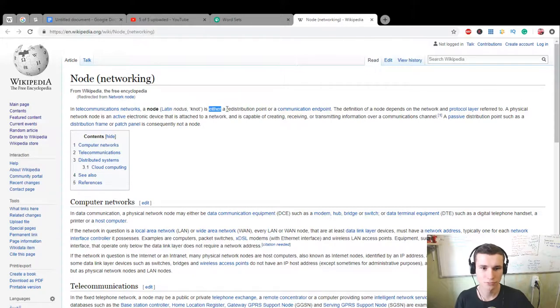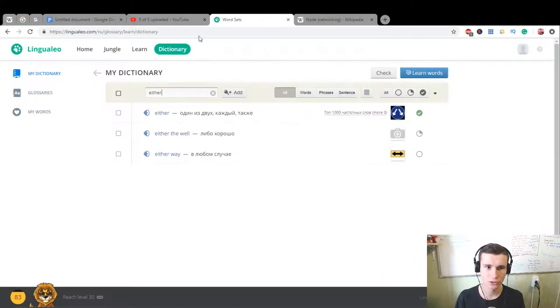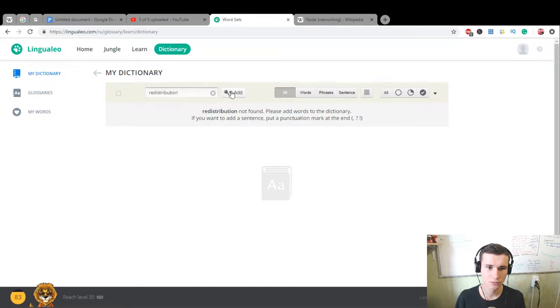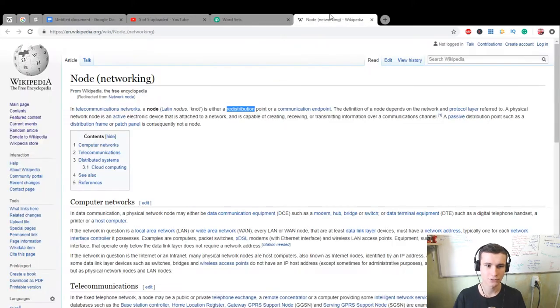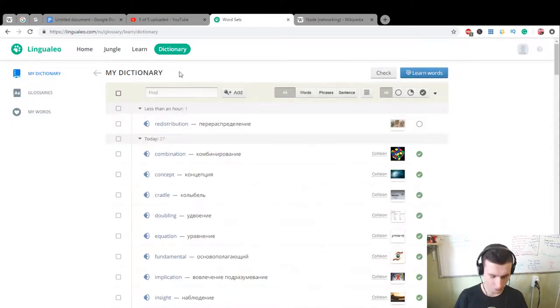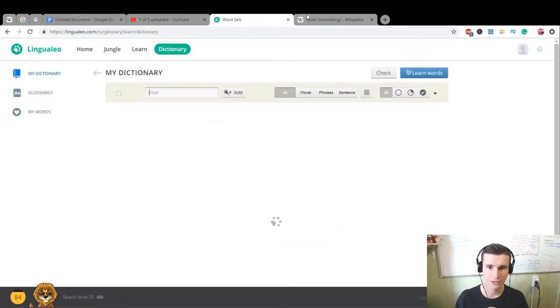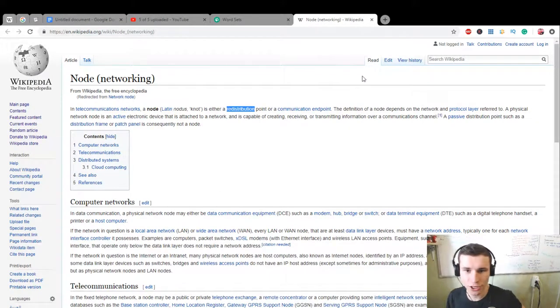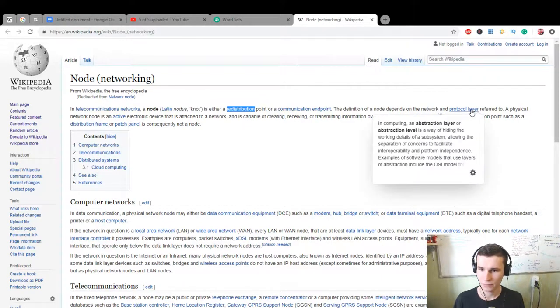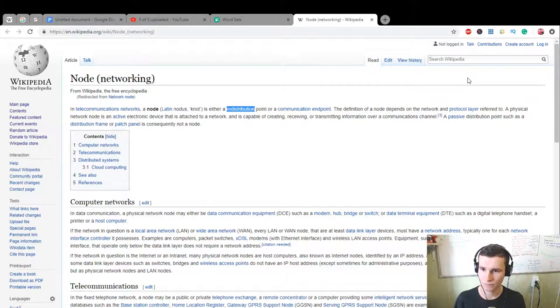And what is a redistribution? Distribution is something interesting. Redistribution, okay. And node, if you translate to Russian, what is node? The definition of a node depends on the network and protocol layer. Protocol layer: in computing, an abstract layer or abstract level is a way of hiding the working details of a subsystem. Okay, and protocol layer is referred to.